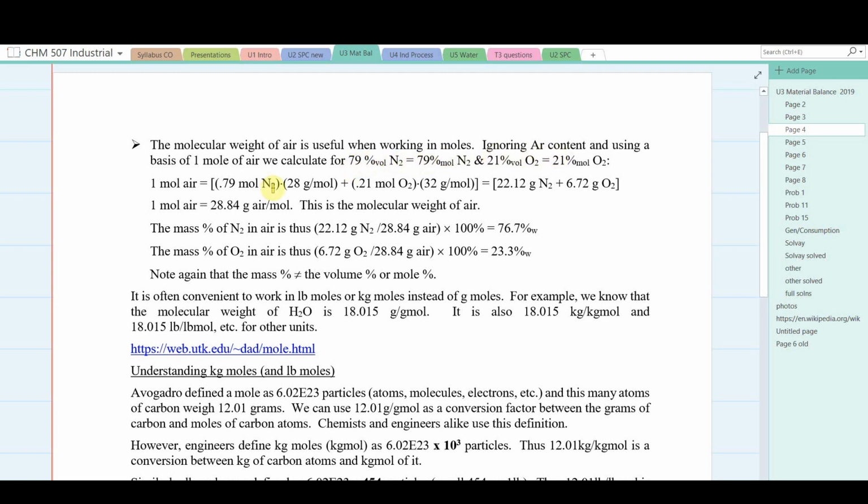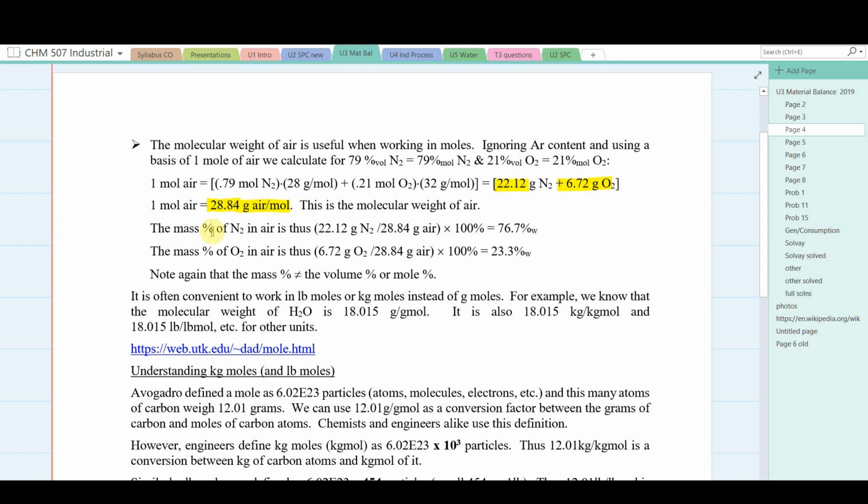So let's go further. 1 mole of air is 0.79 moles of nitrogen times the molar mass of nitrogen, 22.12 grams of nitrogen in a mole of air. 1 mole of air is 0.21 moles of oxygen times its molar mass, which is 6.72 grams of oxygen per mole of air. So if you add these two masses up, we find the molar mass of air is 28.84 grams per mole.